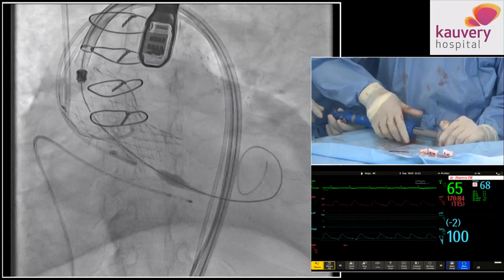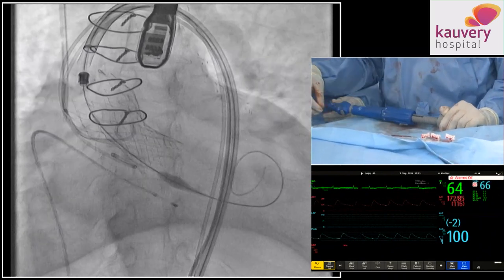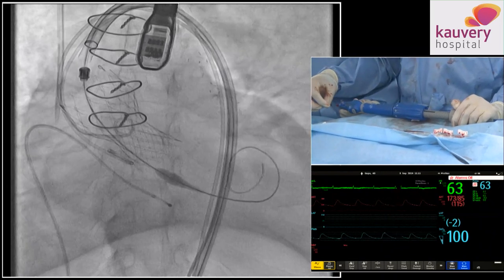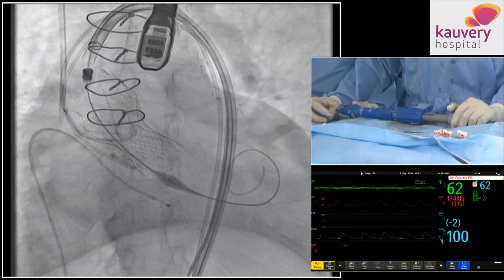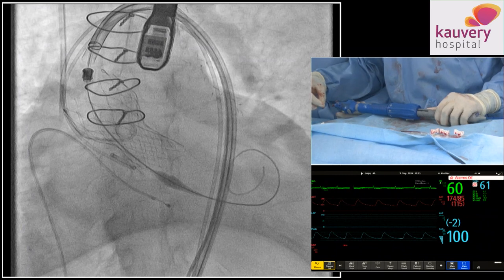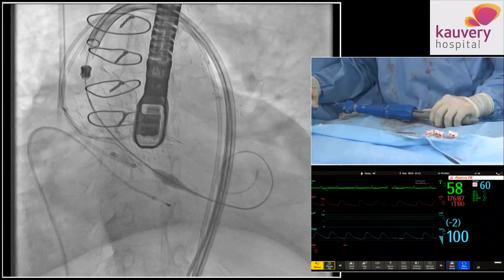I think we are done. Yeah. Okay. We are done. Nice. It's centered nicely. Looks good. So okay. Now the TEE. Releases. You can just take it out. Get rid of this one. Slowly. Pull the wire. Okay.